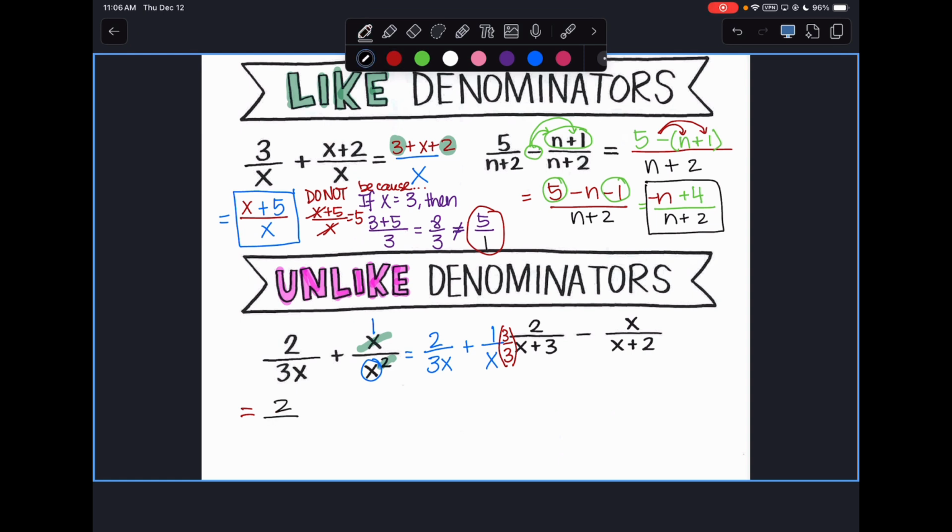Okay, so we're going to rewrite this. First term is still 2 over 3x. We haven't done anything with that one. Plus 3 times 1 is going to be 3. 3 times x is 3x. Now do we have a common denominator?